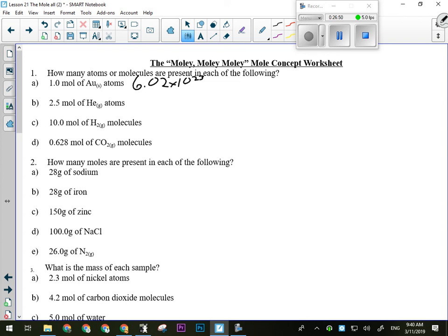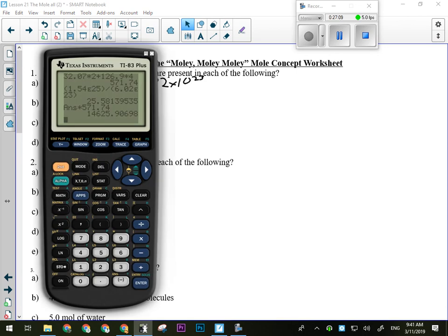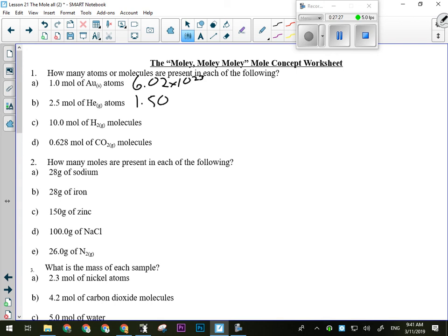What if I have 2.5 moles of helium atoms? How many is that? It's 2.5 times this number. When we're dealing with moles, it's always that number. So for question number 1b, I take 6.02 times 10 to the 23, and I multiply it by the number of moles. They said 2.5, so I put in 2.5. I've got 1.505 times 10 to the 24, and that would be atoms.